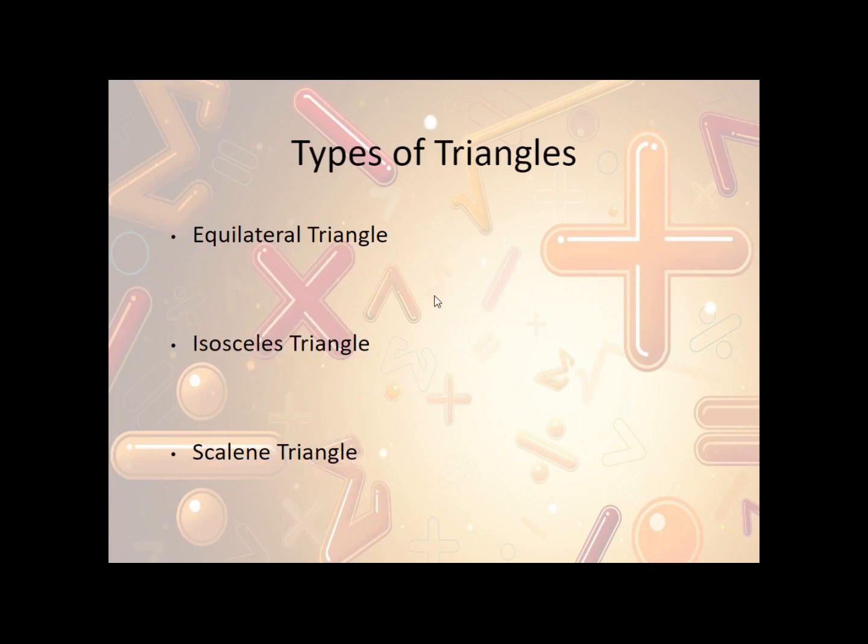Equilateral, remember, is all sides congruent, all angles congruent. So it looks like this. So all the sides are the same and all the angles are the same. Isosceles triangle has two sides, this side and this side the same, and the opposite angles the same. Scalene is just kind of random. All the sides, all the angles are different.